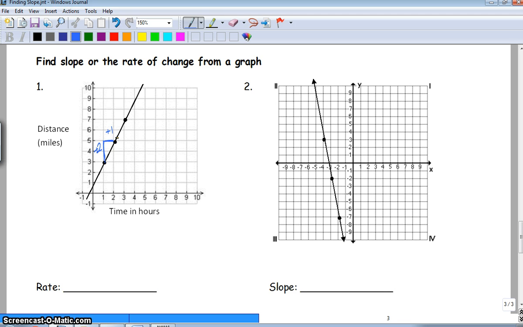The rate of change is going to be your first movement, your up or down movement, because it's your change in y. So 2 miles over your change in x, the 1 hour. Reduce your 2 over 1 to just 2. Make sure you include your units. So this is miles per hour.